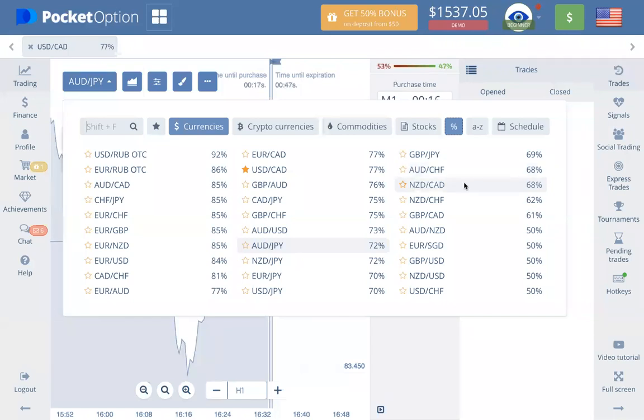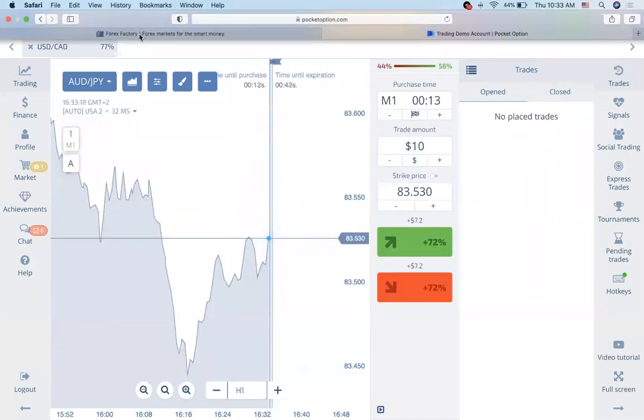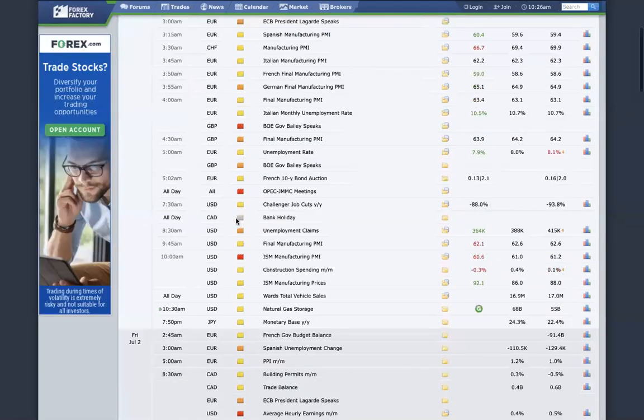Yep, because it is a holiday. Shout out to Raquel, who's actually in Canada, right? Bank holiday. And I'll just go back for a second, because if you guys ever do see a gray or silver folder, that lets you know it's a holiday, and you should probably avoid that pair as well, because the banks are closed.